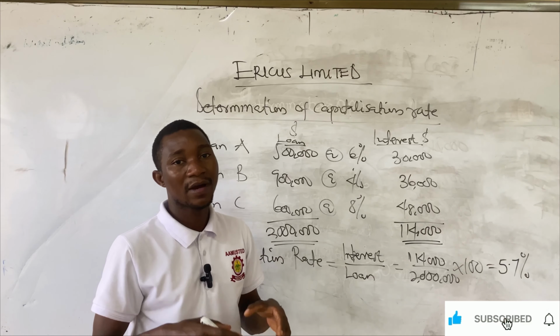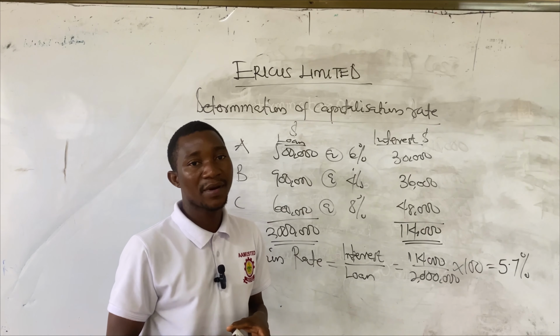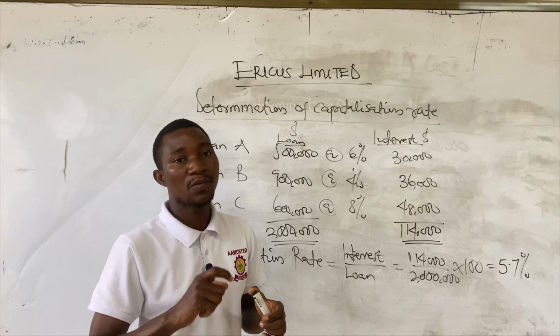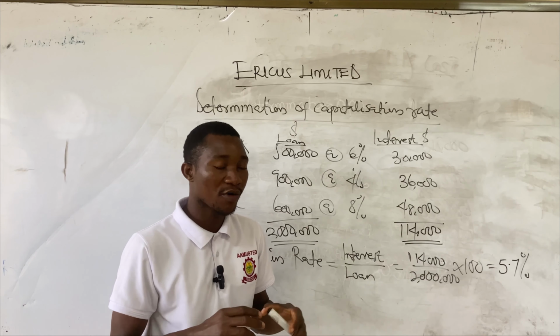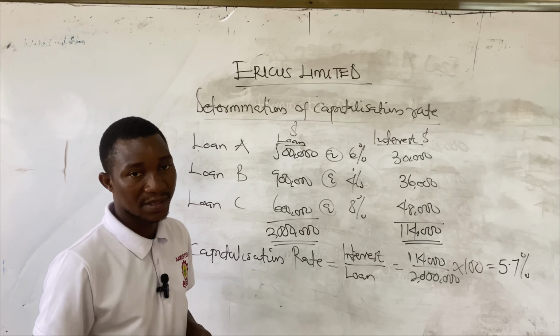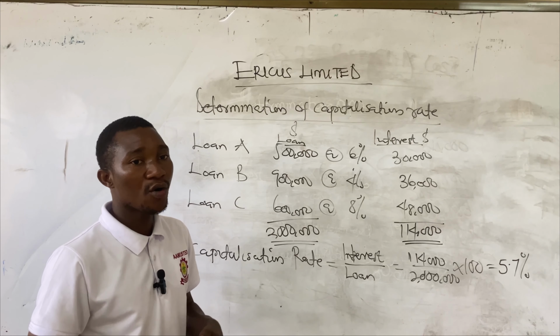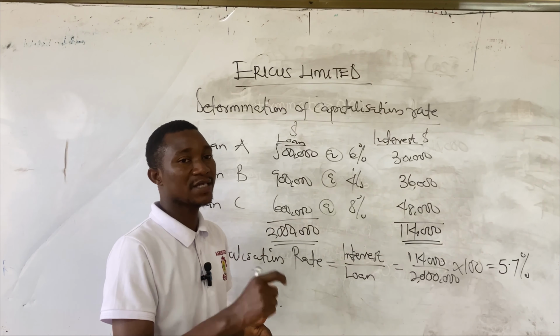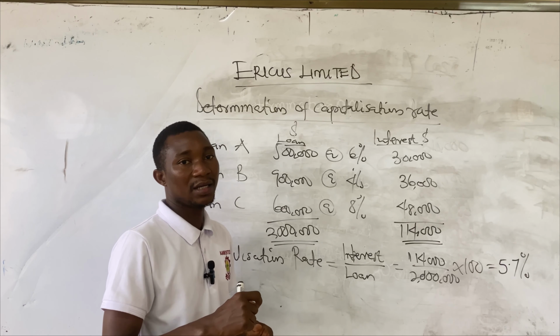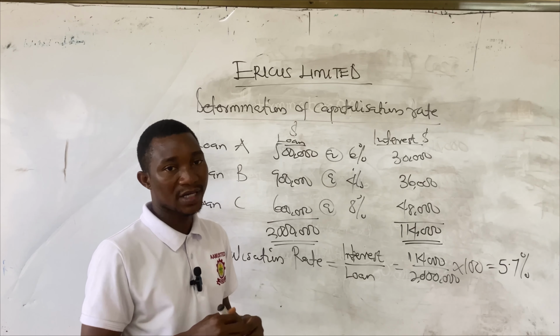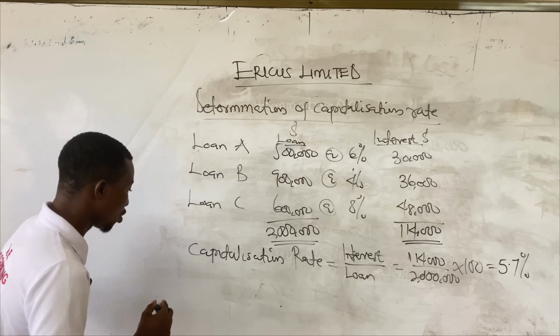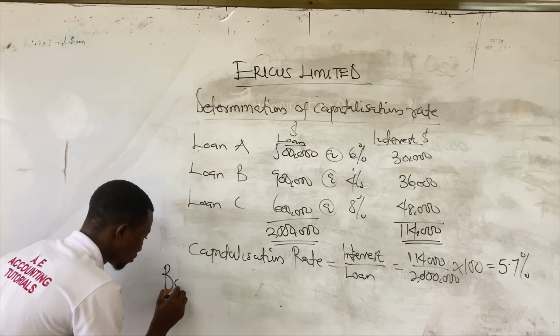So from the question, the main requirement is for us to calculate the borrowing cost that will be eligible for capitalization. Is that okay? So we want the borrowing cost. We've only determined the capitalization rate. Before we determine the borrowing cost, the first thing we have to consider is the commencement of the construction, and the commencement begins on 1st October 2020.